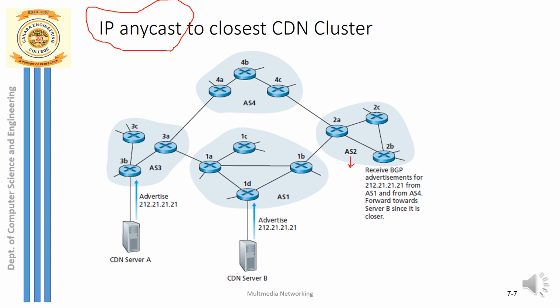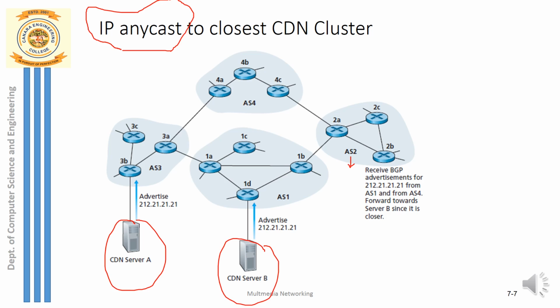In that case, his request containing the hostname of the video file should be redirected to the closest CDN server. You can see there are two CDN servers, CDN server B and CDN server A. Both are duplicates, both are replicas.